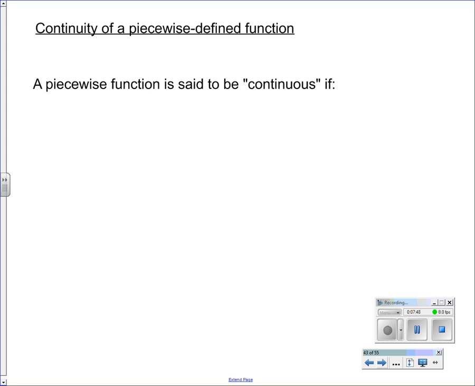Besides evaluating piecewise-defined functions, a lot of times we want to look at whether they're continuous or not. What it means for a piecewise-defined function to be continuous is two things have to happen. The first one is each function has to be continuous on its subdomain.